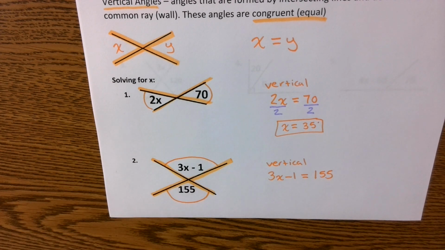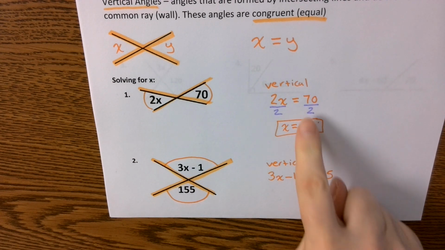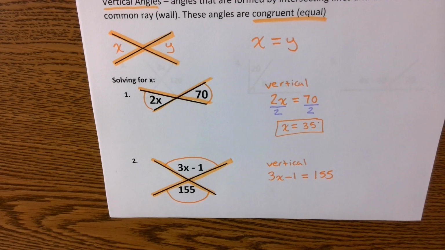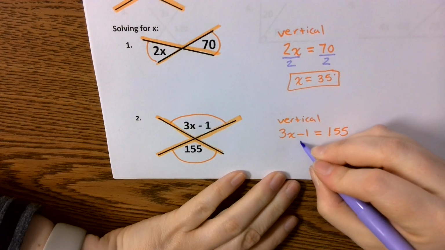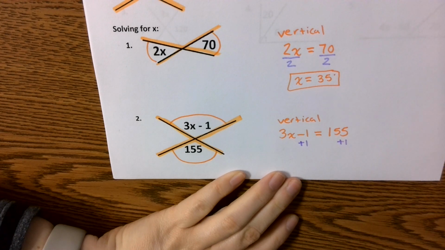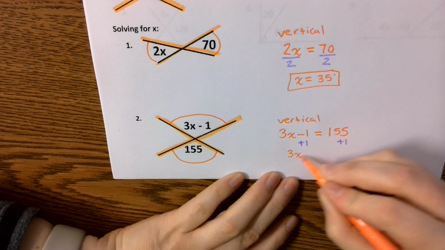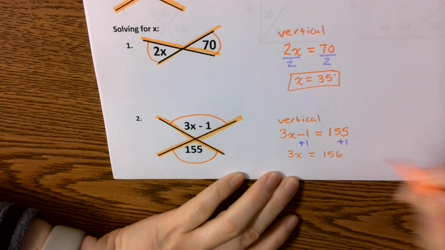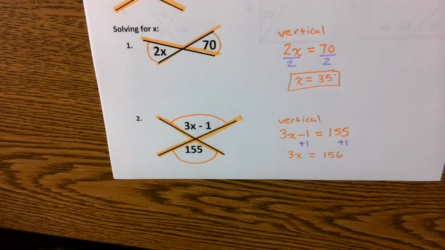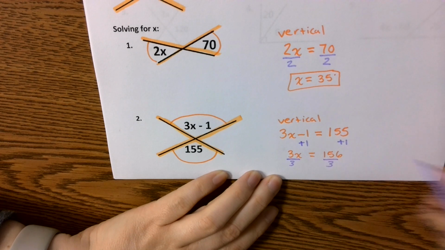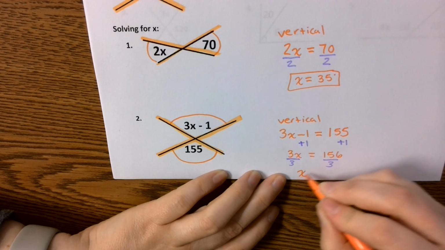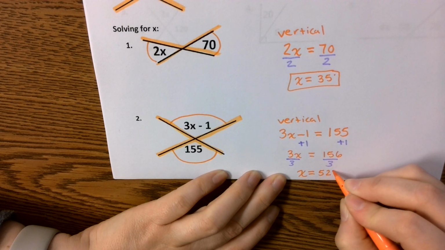So this one's a little bit more extensive than the first one. So there's a two-step process. Who remembers what is the first inverse operation that we need to perform? Carol? You add 1. So we're going to go ahead and add 1 to both sides. That's going to give us 3x is now equal to 156. And then our last step would be to what? Divide by 3, right? Okay, so once we divide by 3, we would get that x is equal to 52 degrees.